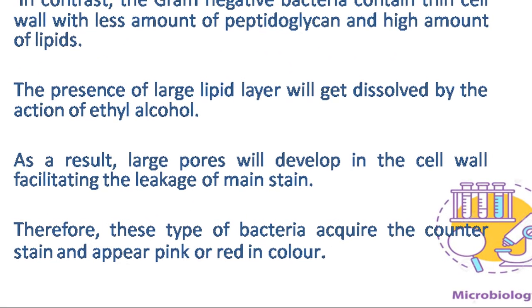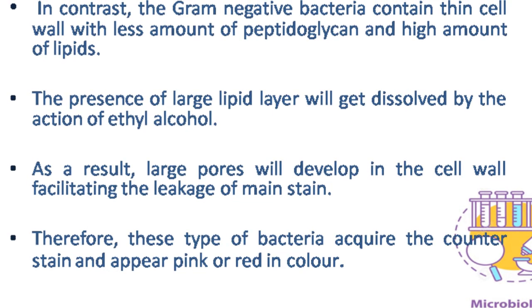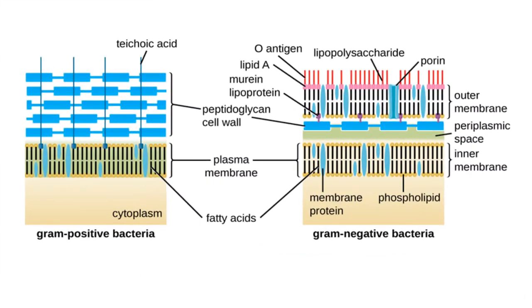The lipids will get dissolved by the action of ethyl alcohol. As a result, large pores will develop in the cell wall and help in the leaking of the main stain, due to which these bacteria acquire the counter stain and appear pink or red in color. As you can see in this diagram, the gram-positive bacteria contain a large amount of peptidoglycan layer, whereas in gram-negative bacteria, the peptidoglycan is thin and the layer of lipid is thick.